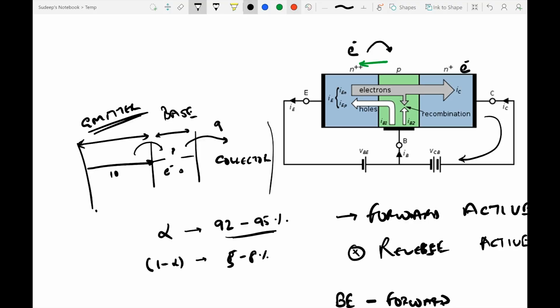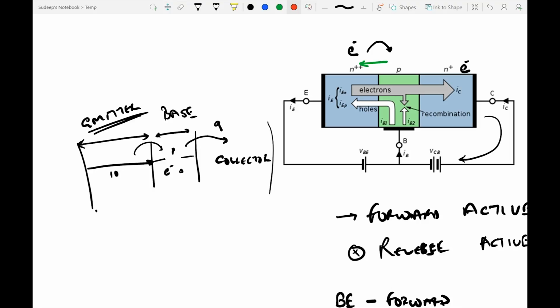And finally there is an IE current, which is the flow of current from the emitter, which has happened because of the electrons crossing over the junction into the base region, and the holes coming in from the base region to the emitter region.